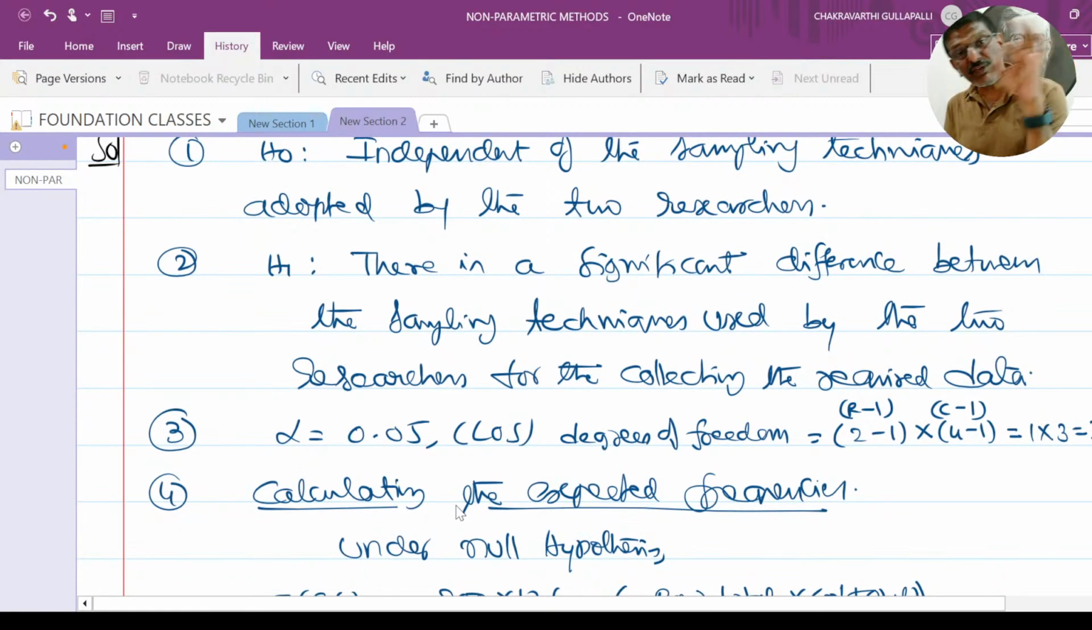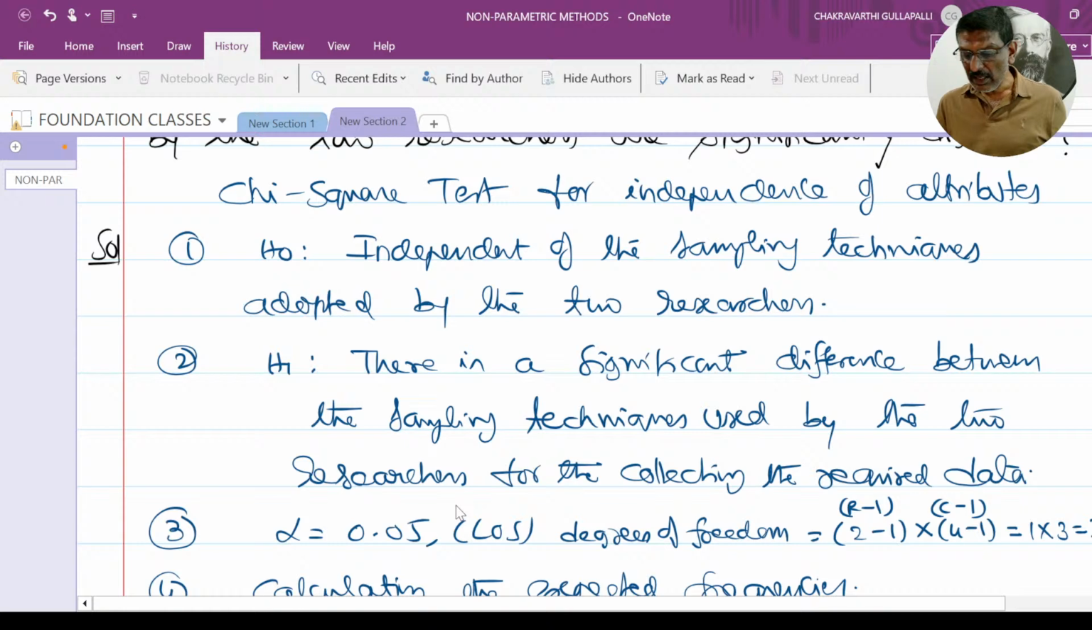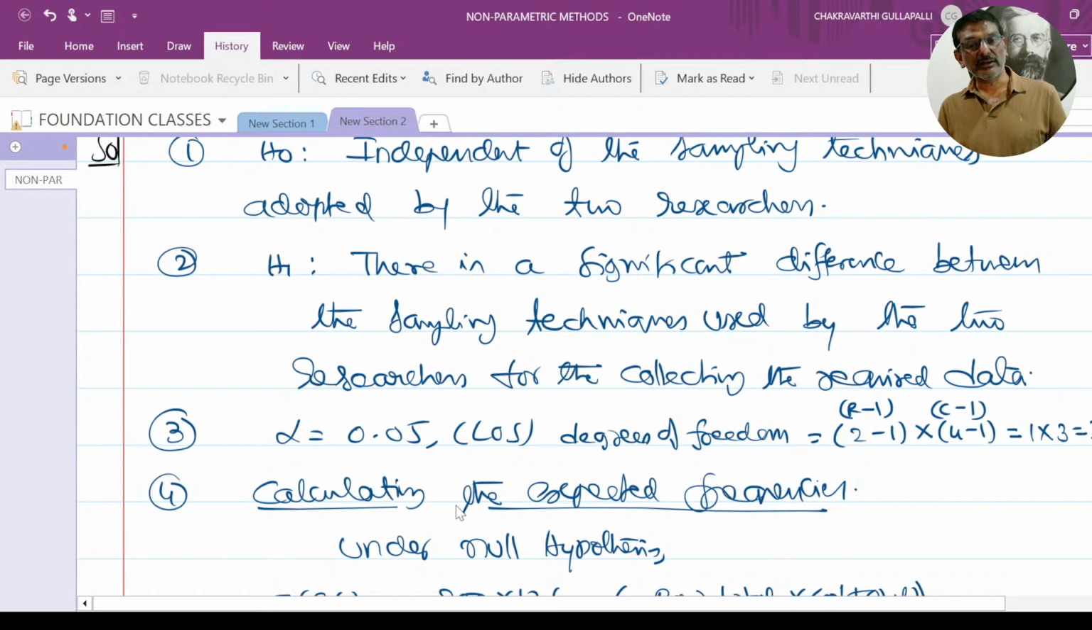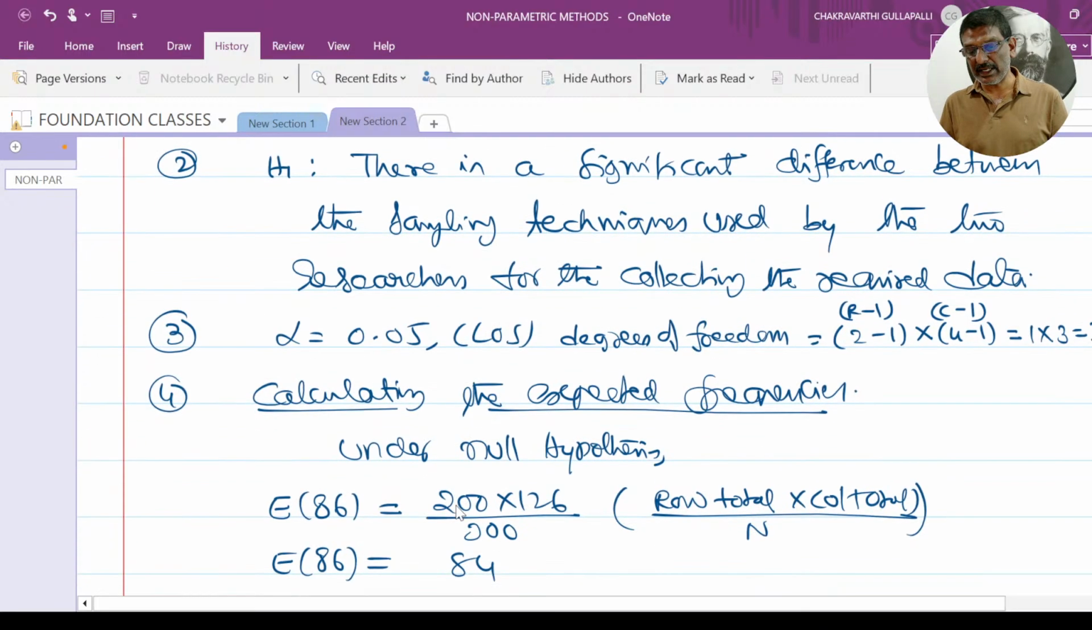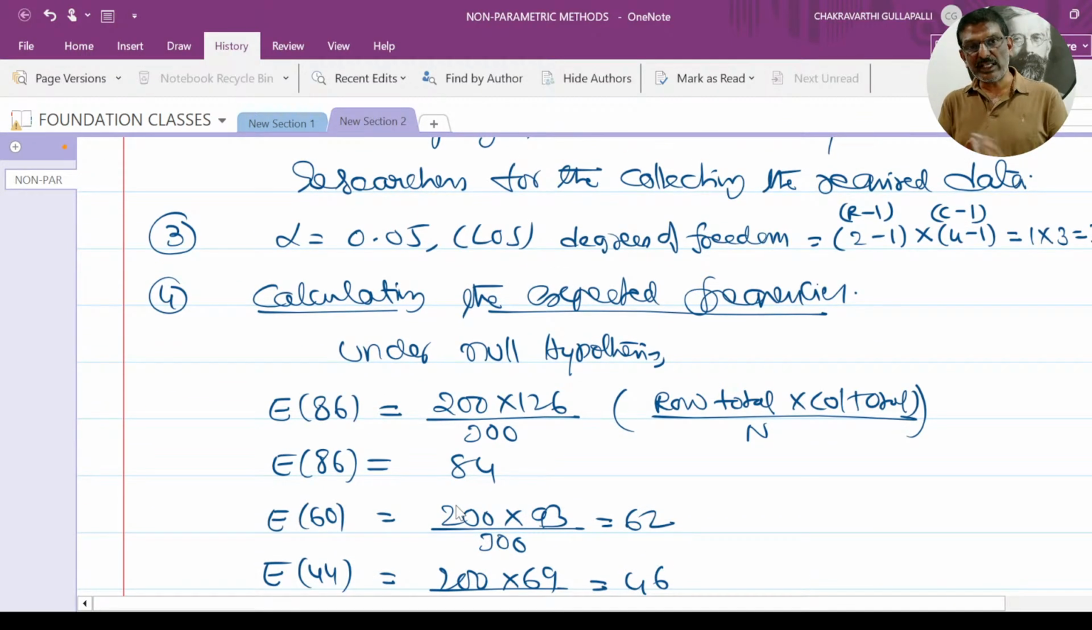So there is a significant difference between the sampling techniques used by the two researchers for collecting the required data. Some difference is there here. Both are independent. The sampling technique 1, the sampling technique 2 adopted by the researchers X and Y, this is independent. But alternatively there is a significant difference between the sampling techniques used by the two researchers for collecting required data. Some relation is there. Alpha is 5% LOS, so based on the formula.